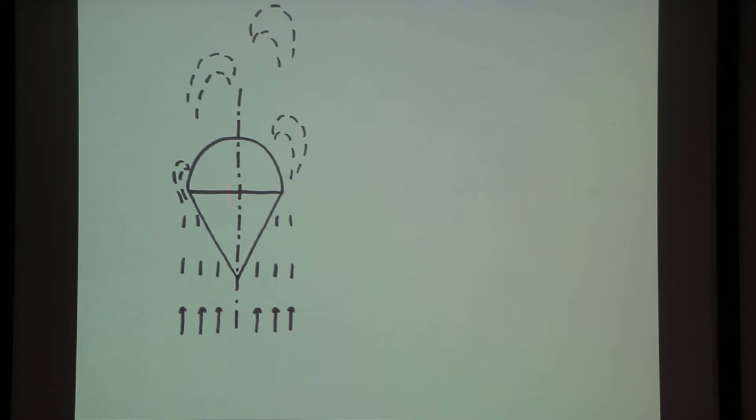Here's what happens with a parachute. This dotted line is the center line. What happens is you get flow coming into the parachute. And because you have high pressure on the inside and low pressure on the outside, the high pressure wants to get to the low pressure side, obviously.